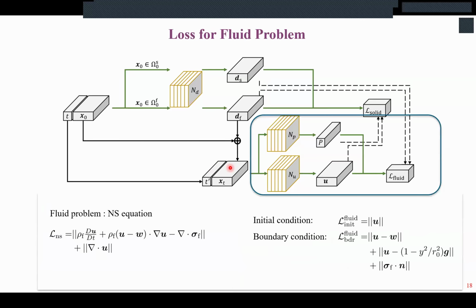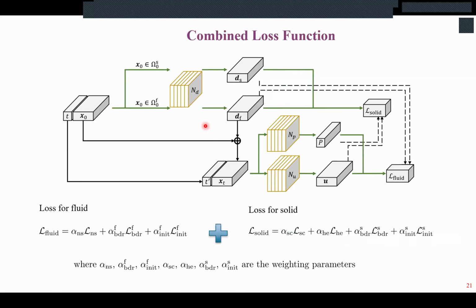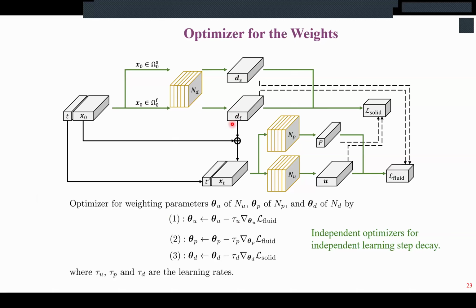Okay, so just now we were talking about the stress continuity, and we converted everything into the residual forms. Finally we add them up with proper weightings, so we could train NP and NU with this loss of fluid, and also ND with this loss of solid. So ideally we could use these two loss functions to train the three networks. And we use three independent optimizers for the three different networks, with independent learning rate decay.